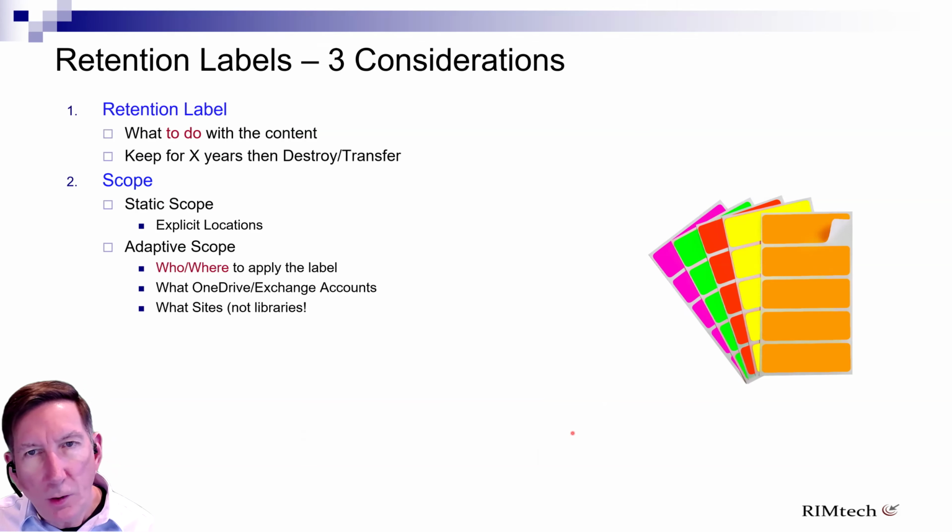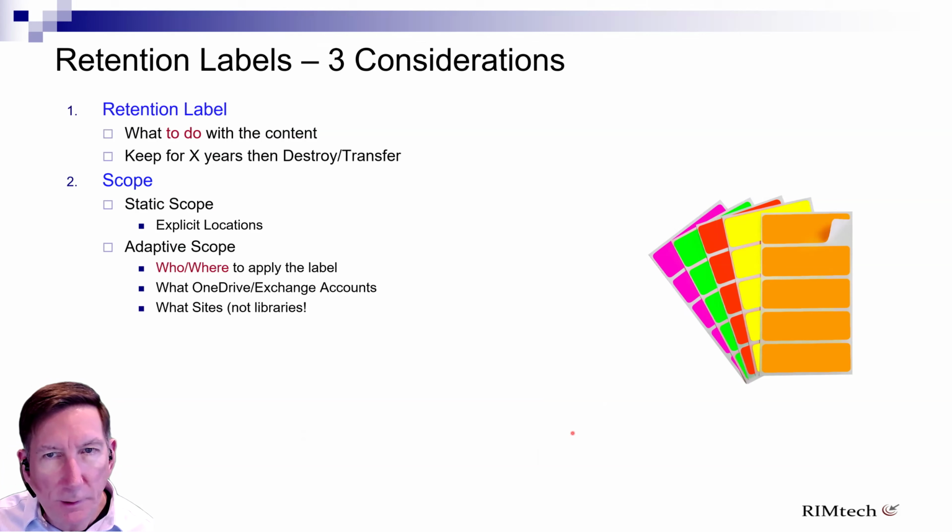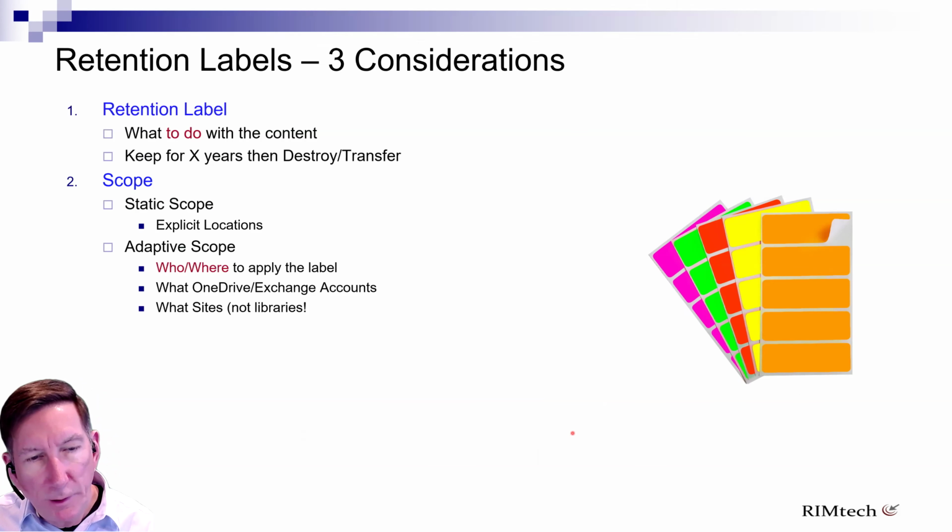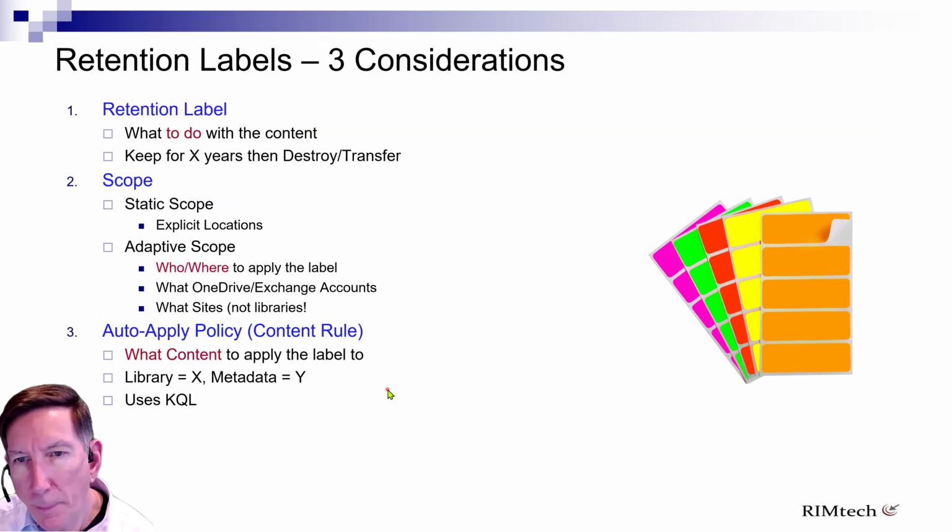Scope. You've got to know what a scope is. Every label needs a scope, either a static scope or an adaptive scope. We'll cover that in detail later, but scope is the range of the label. How broadly are you looking to deploy that label across what products and what locations within those products?